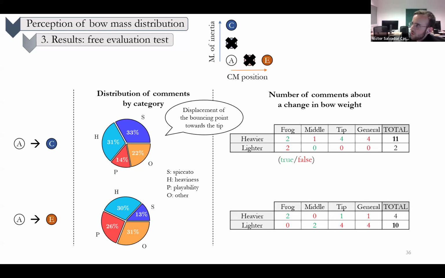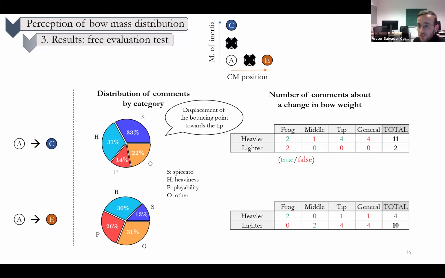I don't remember if there were 4 or 6. I think there were 6. No, I think there were 4. Well, they commented on the displacement of the bouncing point of the bow. We did not ask them to check where the bouncing point of the bow was, but they freely commented that they feel there is a change in this specific playing parameter, we would say, of the bow.